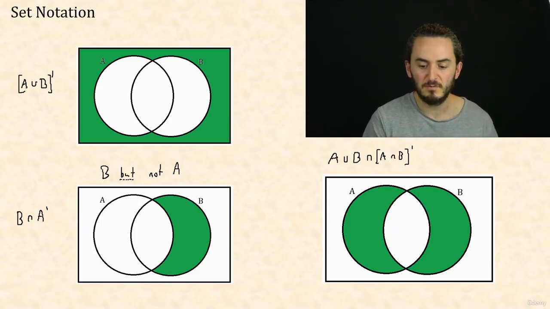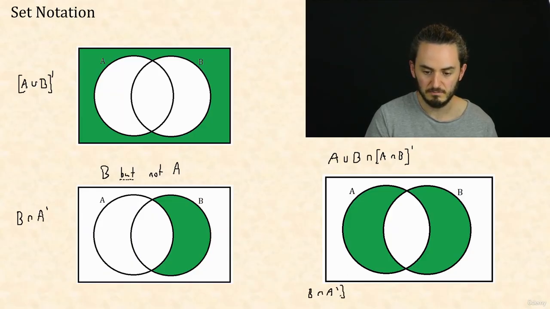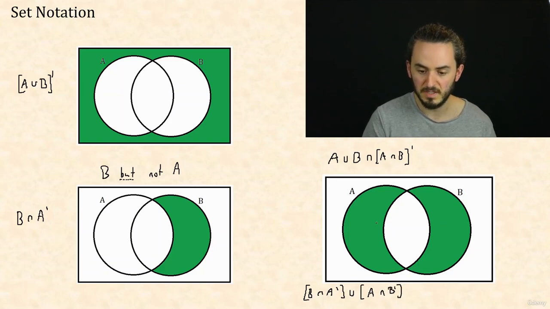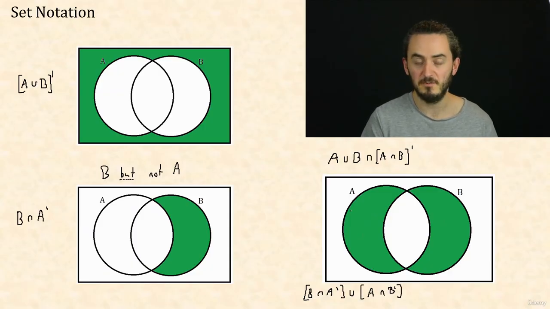Of course, there are different ways of describing it. We've already seen how to get that green section over here, B and not A. So an alternative way of describing this one would be B and not A, or A and not B. Because that's the B and not A bit, and that's the A and not B bit. So this is one way to describe it. That's another way, and it turns out those are exactly the same.